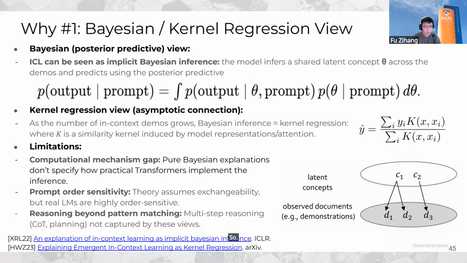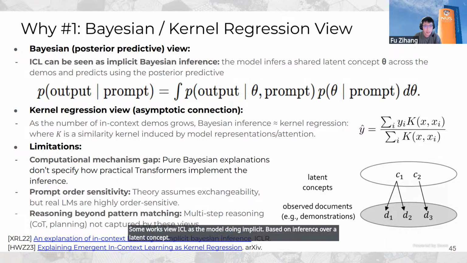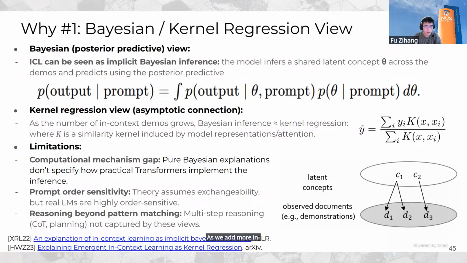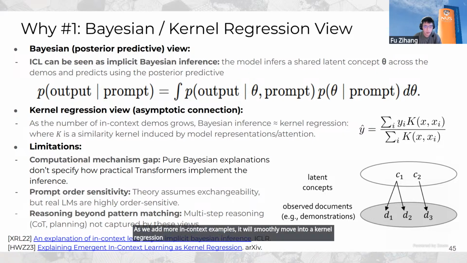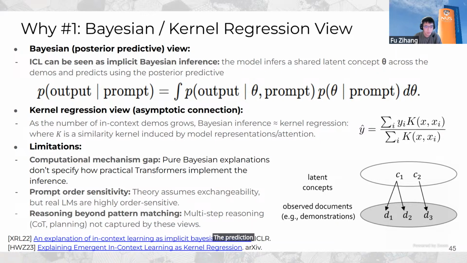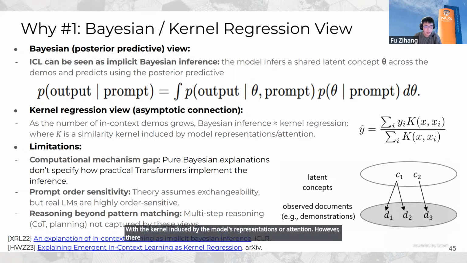The first one is the Bayesian and kernel regression view. Some works view ICL as the model doing implicit Bayesian inference over a latent concept. As we add more in-context examples, it will smoothly move into kernel regression behavior. The prediction becomes a similarity-weighted average of the demo labels, with the kernel induced by the model's representations or attention. However, there are some limitations to this view.